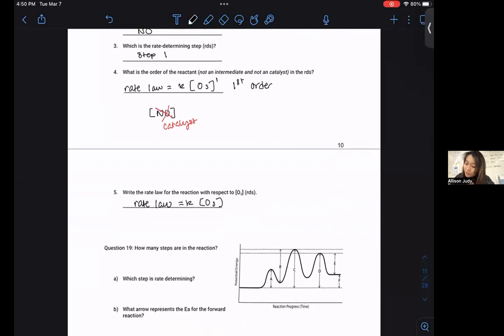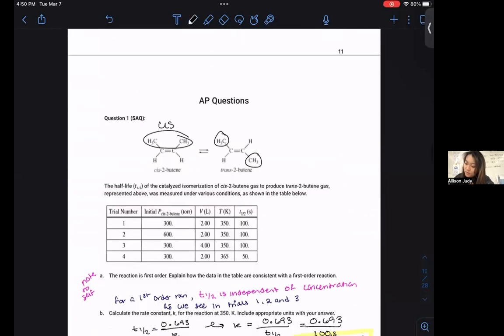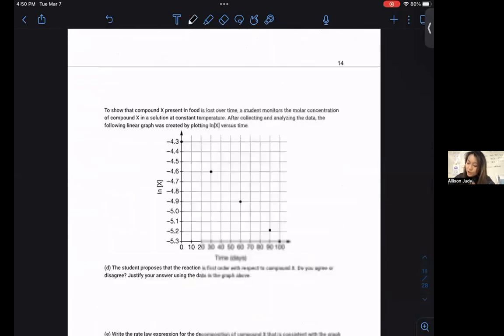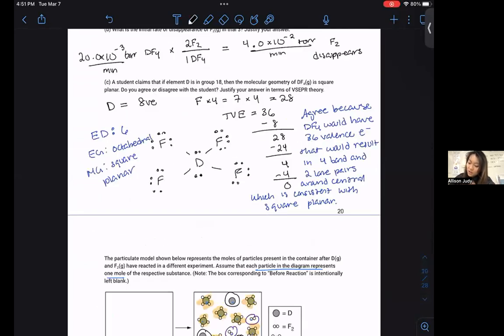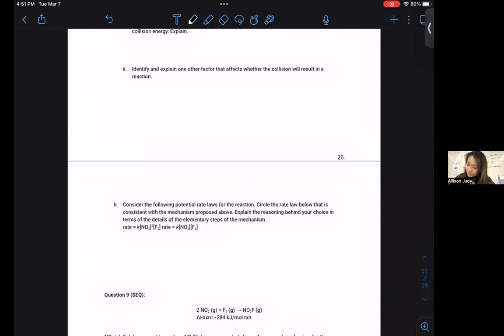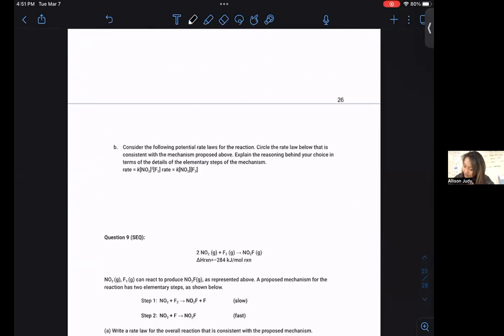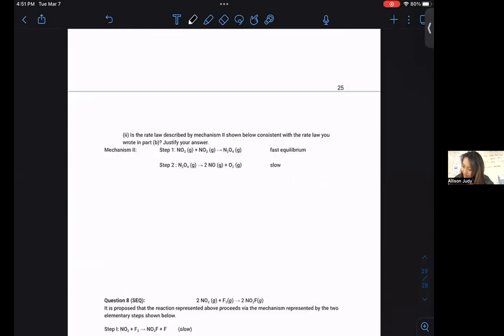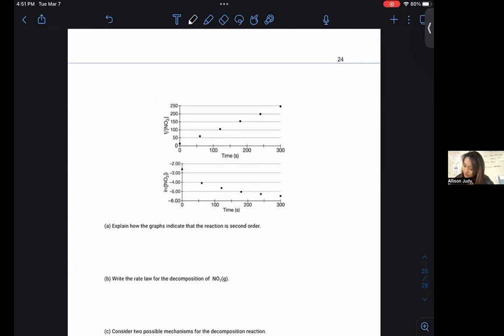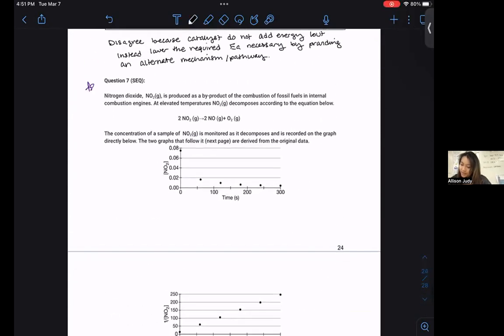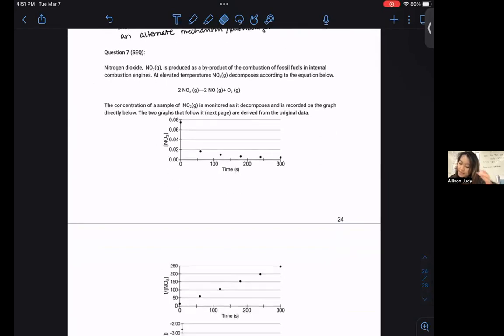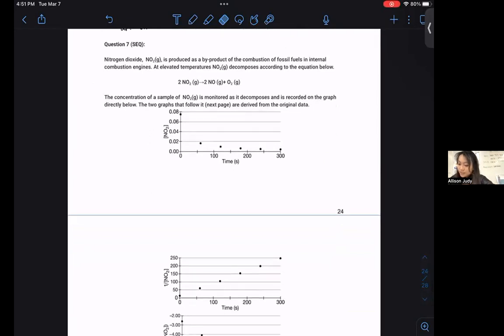So let's move down to AP problem number 7, a short FRQ, which again should take about 9 minutes and is allotted 4 points on the AP. What we have here is, we are told that nitrogen dioxide, NO2, is produced as a byproduct of the combustion of fossil fuels in internal combustion engines. At elevated temperatures, NO2 decomposes according to the equation below.